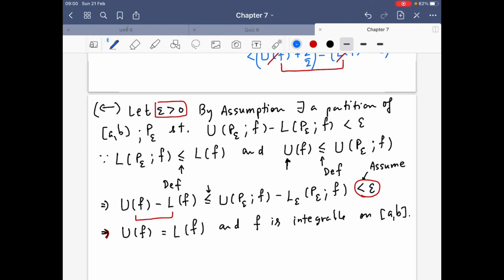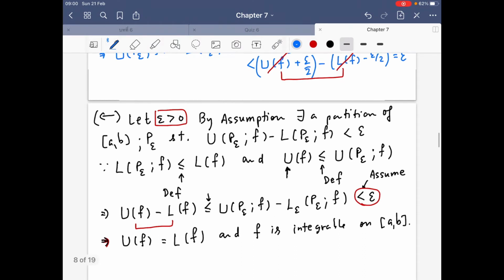Now, so we have this one. So it means that later on, in order to determine that your f is integrable, we are going to just find a partition depending on the epsilon, such that the upper sum of this partition and the lower sum of this partition are not that far away from each other, within the epsilon given. Okay, this is what we are going to use in order to say that your f is integrable.